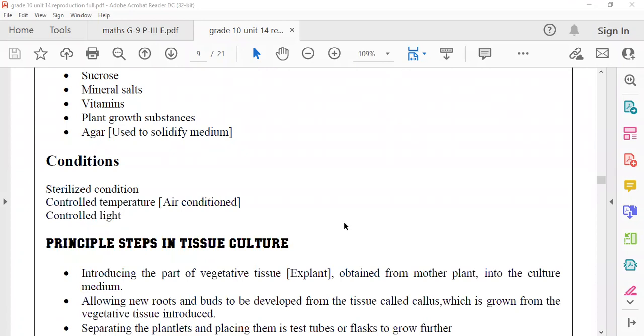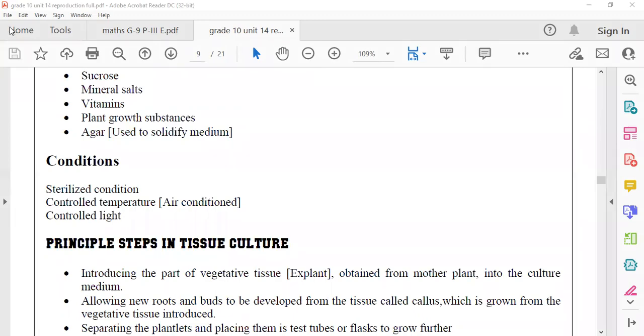Now, if you visit a tissue culture laboratory, it's a very clean laboratory. Everyone can't go inside the tissue culture laboratory. That's why they say sterilized conditions. It's an air-conditioned room. It is working under controlled temperature. No very bright light or very dim light is used. An exact light intensity is used. That much controlled condition, a tissue culture lab.